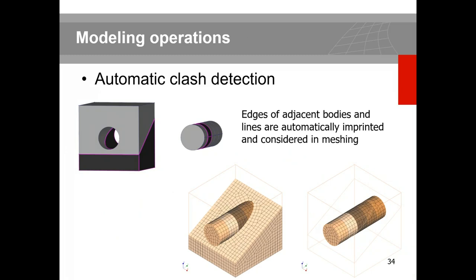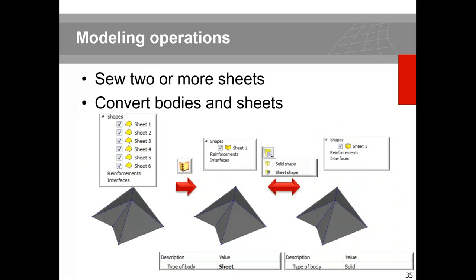We are using autoclash detection. You don't have to worry about the nodal connectivity of the different components of your geometry interacting with each other. Diana automatically takes care of that for you, ensuring perfect continuity and connectivity. So this is really on the Diana side, so you don't have to worry about that. There are other options in order to improve your geometry. You can sew multiple sheets, but you can also convert body and sheet and vice versa.